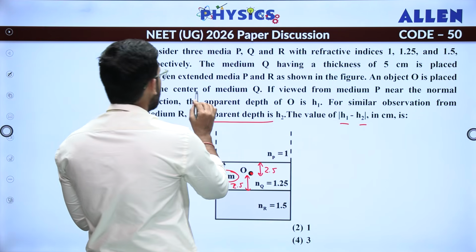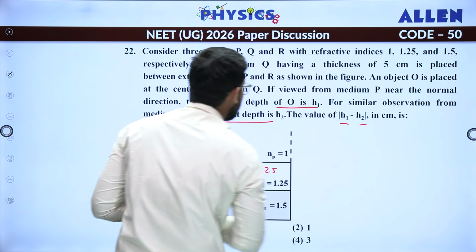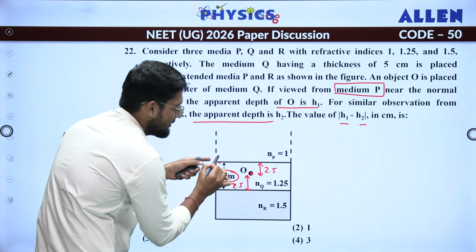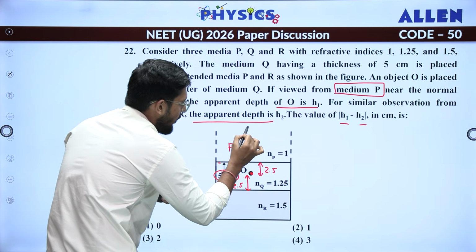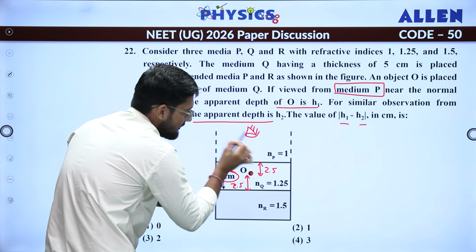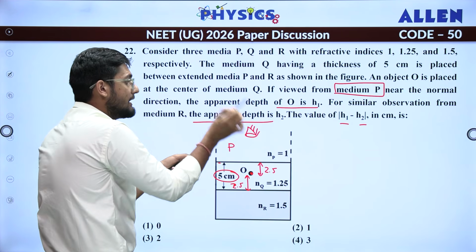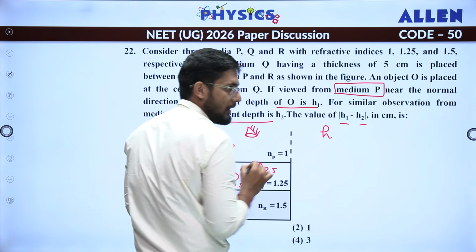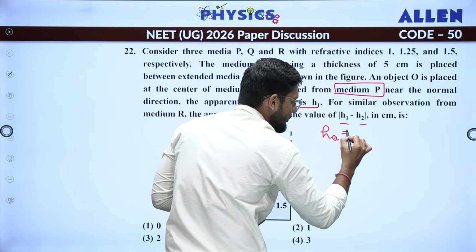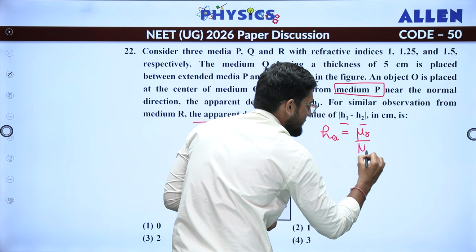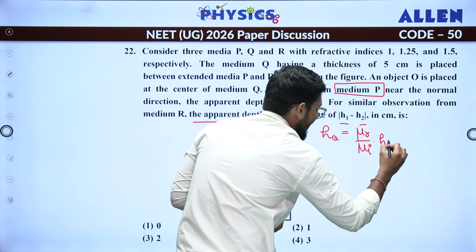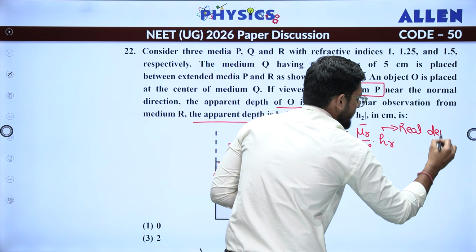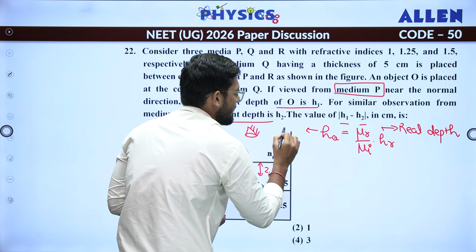H1 is the value of the apparent depth if you look at it from medium P. This is medium P. So if the observer is in this medium, he will see H1 as the apparent depth. This is the formula for apparent depth: apparent depth is equal to mu_r by mu_i times h_r. This is the real depth, and this is the apparent.